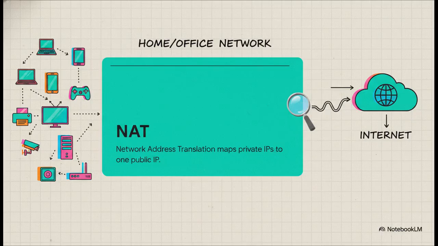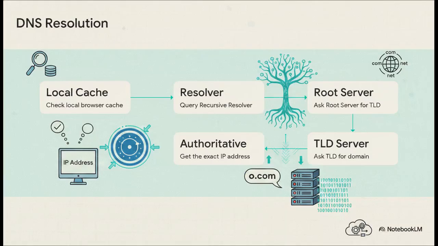Now, what happens when you have, say, 50 devices in an office, but only one internet connection? Enter NAT, or Network Address Translation. It's a vital process running on your routers that translates all those private internal IPs into one single public-facing IP. It conserves precious address space and ensures your internal devices aren't just sitting out there exposed to the open web.